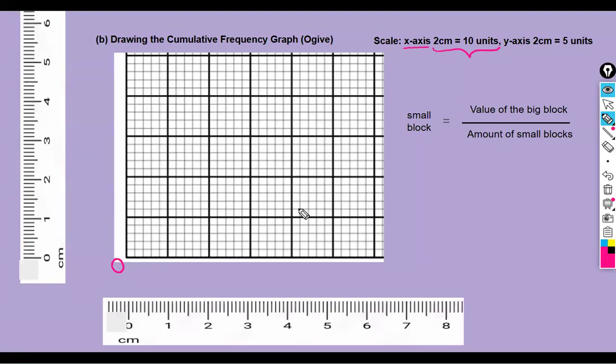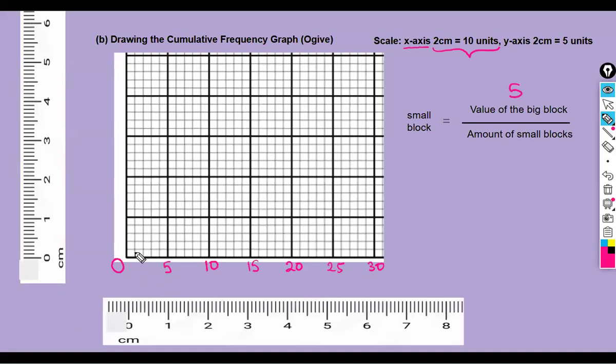So here is 0. So I already have my rulers. I think they make it easy for you guys. So every 2 centimeters is 10. The first 2 centimeters is 10, the next 2 centimeters is 10, and the next 2 centimeters is 10. Which means I could easily reason out here's 5, here's 15, and here's 25. Okay? So that means every small block, because every big block is what?